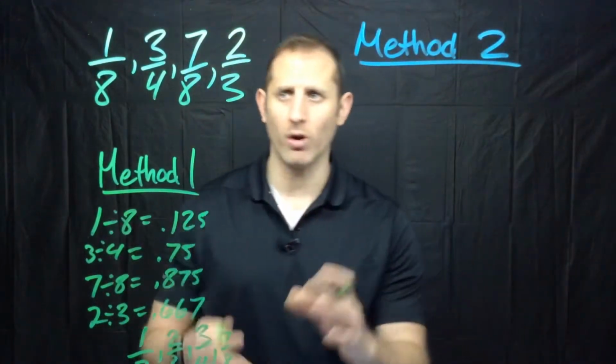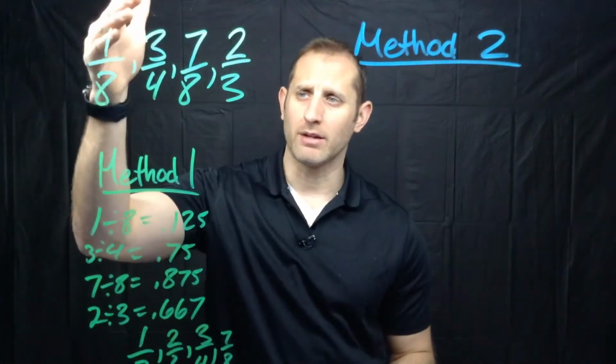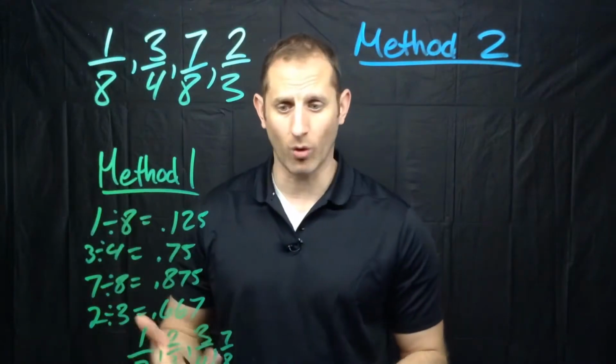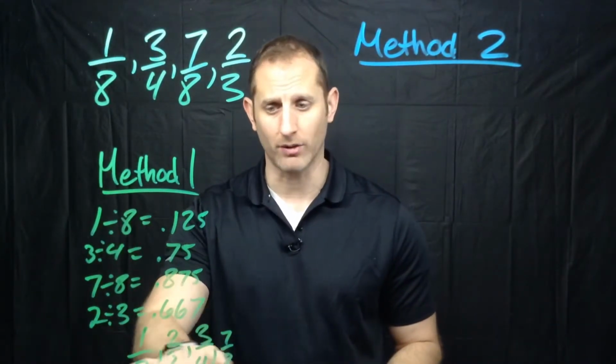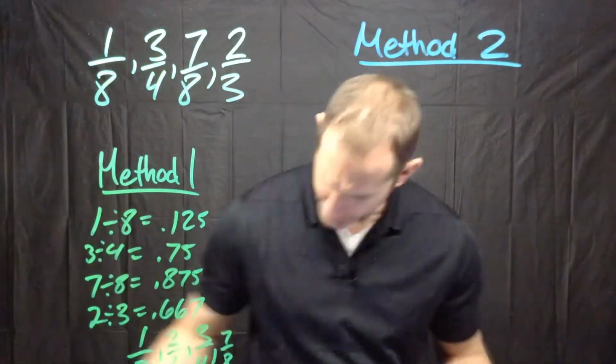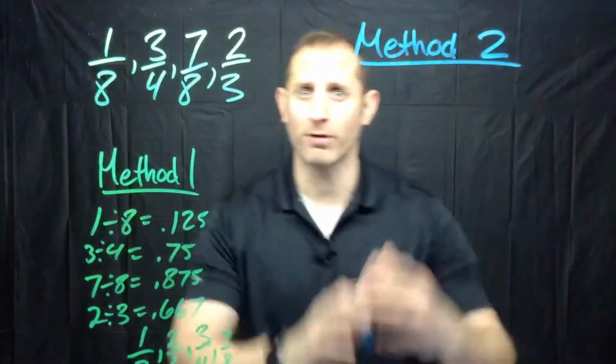So that is method number one, changing them from a fraction into a decimal or into a percent in order to write down least to greatest. Now let's switch colors, and we need a little bit more room for this one.